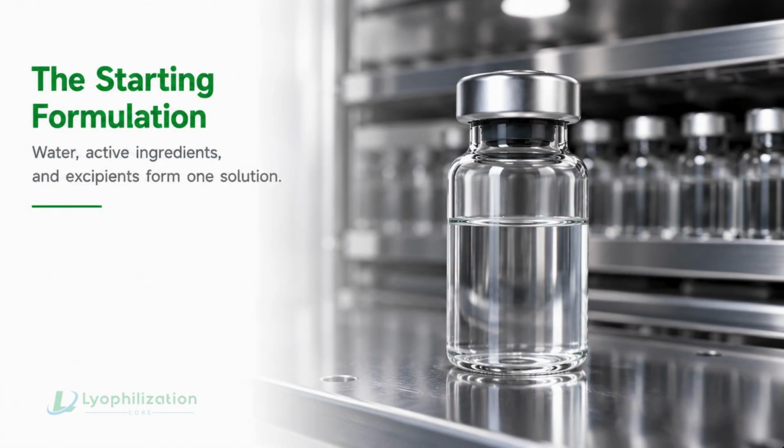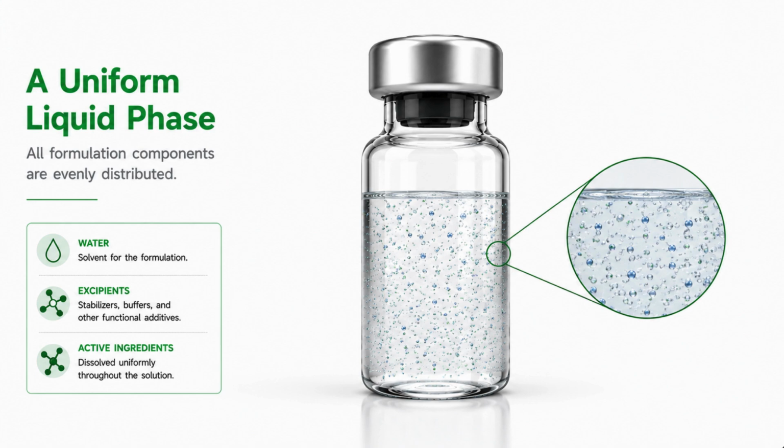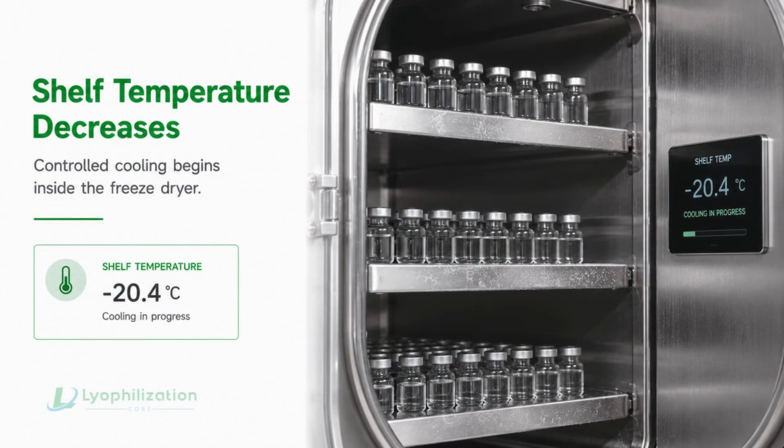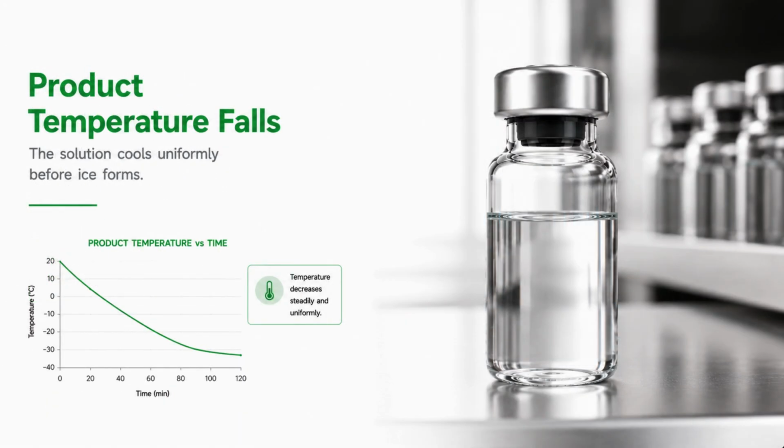At the beginning of the cycle, the product exists as a homogeneous liquid solution containing water, active pharmaceutical ingredients, and excipients. As the shelves begin cooling, heat is gradually removed from the product, causing its temperature to decrease uniformly.